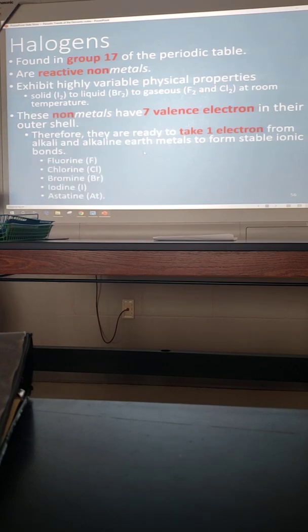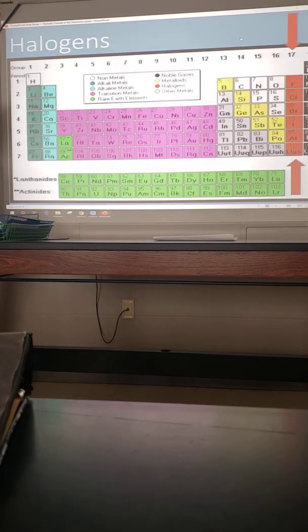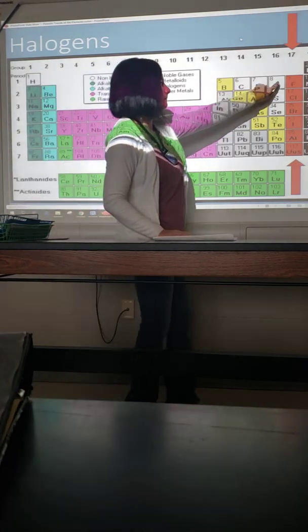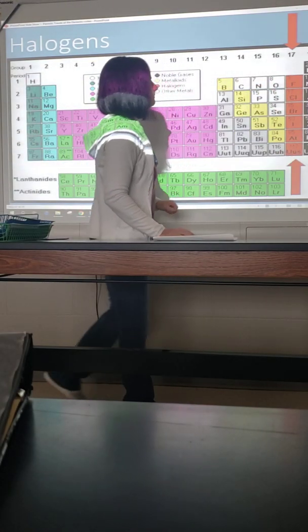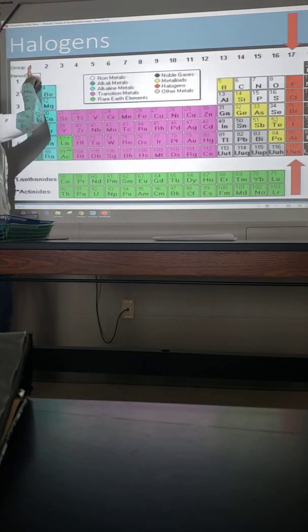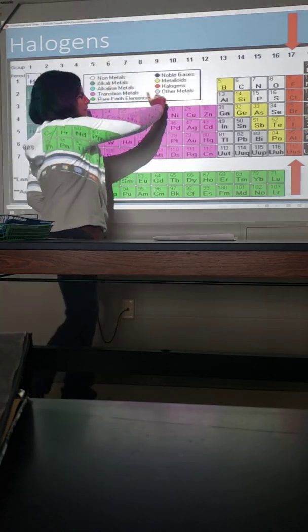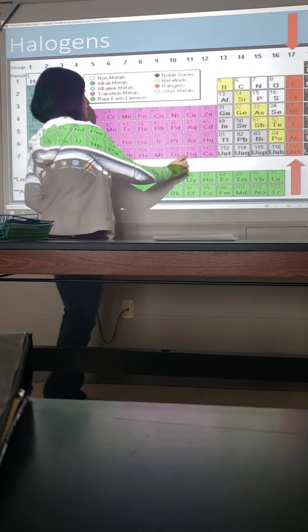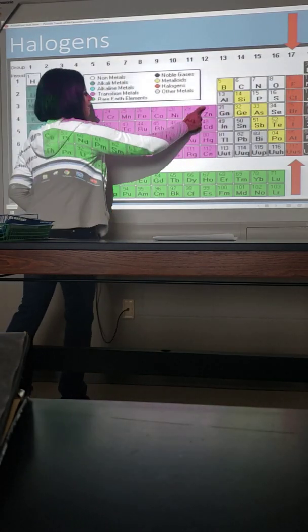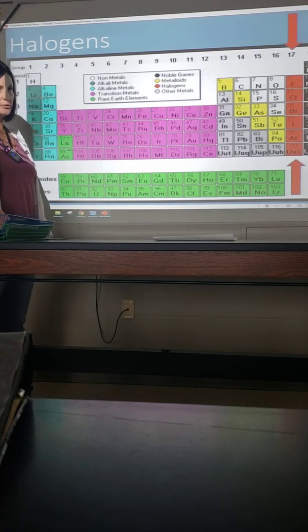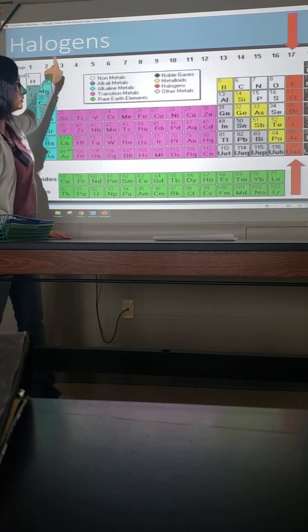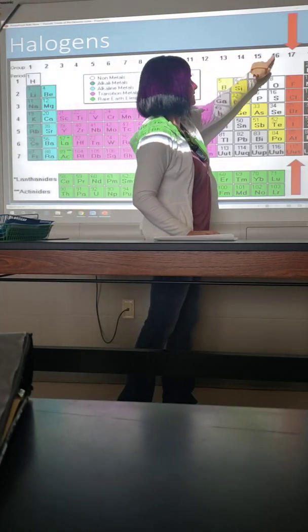And so fluorine, chlorine, bromine, iodine, and astatine. Those are going to be our halogens, and they are right here in group 17. Because if you look up here at the top, you have 1 through 18, if you include these 10 groups in our transition metals. If you don't include those, you have 1, 2, 3, 4, 5, 6, 7, 8.